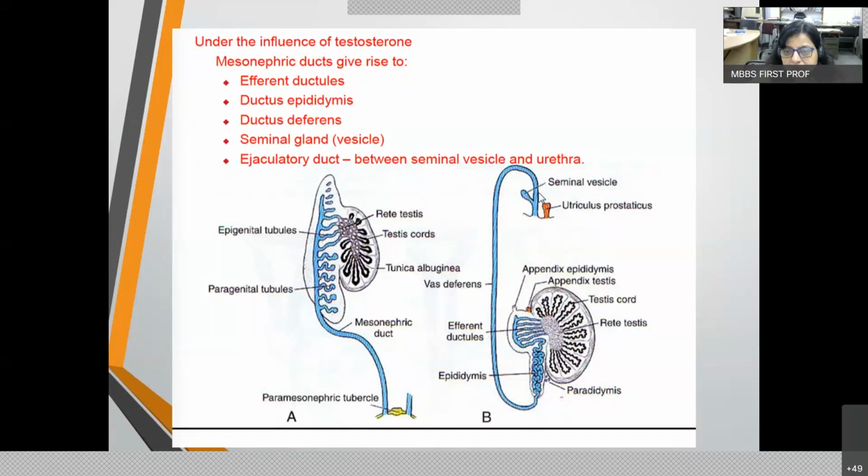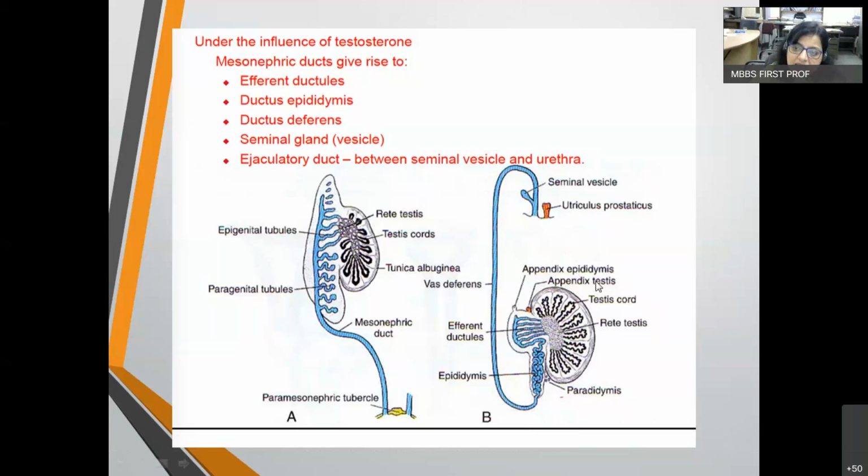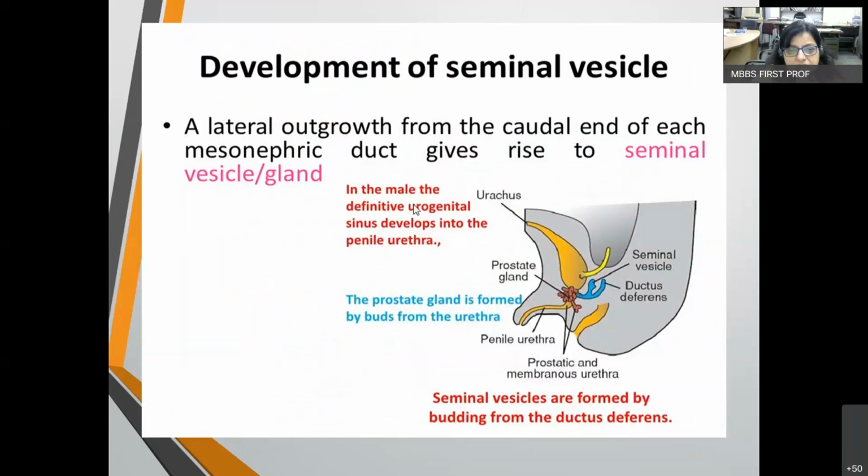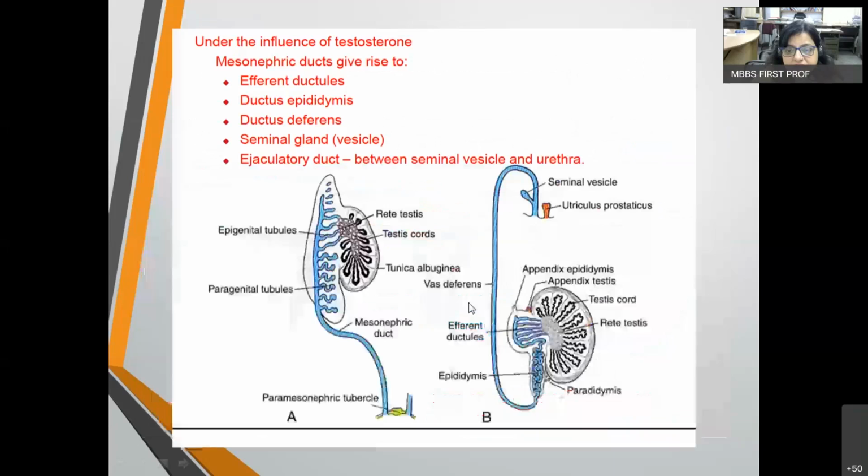The duct system of the male has the seminal vesicle and the utriculus prostaticus, that is the remnant of this mesonephric duct. That's the appendix of the testis and the utriculus prostaticus in males. This is how the seminal vesicle develops. It's a lateral outgrowth from the caudal end of each mesonephric duct that gives rise to the seminal vesicle. See this one, the lateral outgrowth is there from the mesonephric duct.